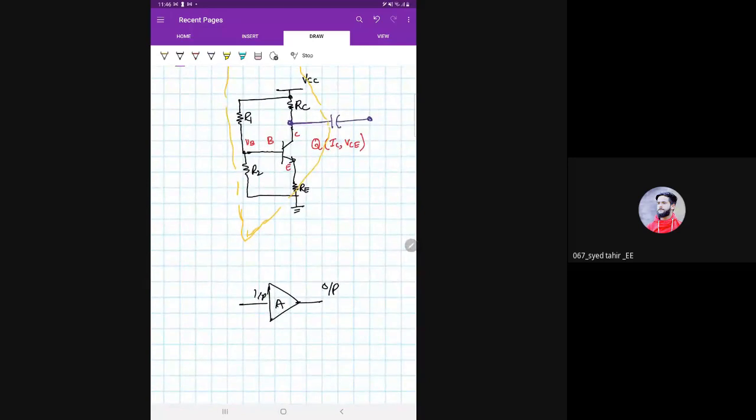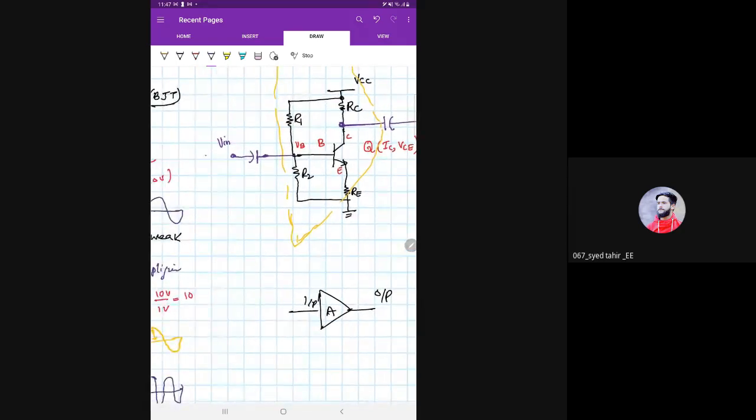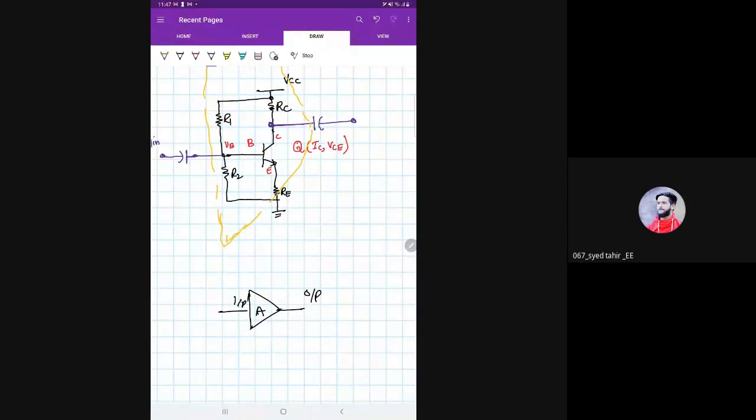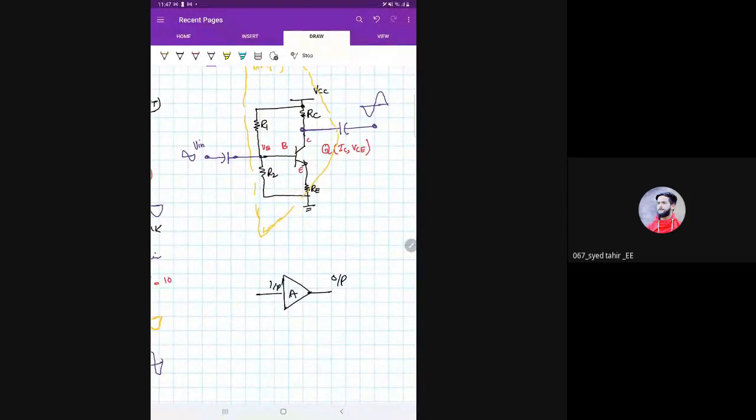So input is always applied at base. Since it is applied at base, and it is also applied using a capacitor, you have always here the input signal, and this is a sinusoidal signal that is to be applied here. Then, since it is a common emitter, there will be a 180-degree phase shift. So then you will have output here which will be amplified and sinusoidal if you have sinusoidal input, and the phase difference will be 180 degrees.